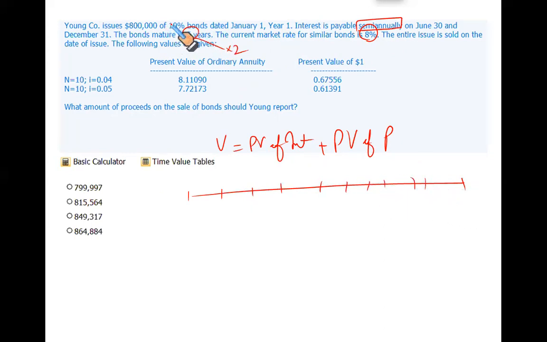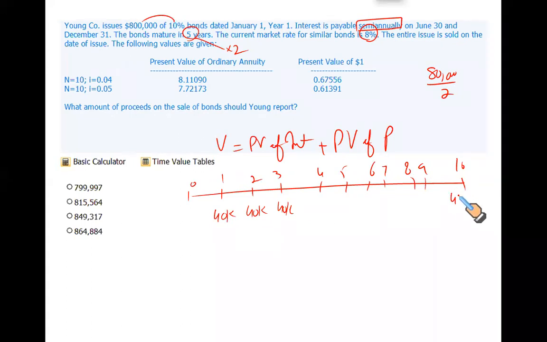And what is the interest payment? Interest payment is 10% of $800,000, that is 80,000 for the whole year. Since we are making semi-annual payments, every payment will be 40K for 10 periods. So 0, 1, 2, 3, 4, 5, 6, 7, 8, 9, and 10. And at the end, you will not only pay the interest, but you will also repay the original face value.